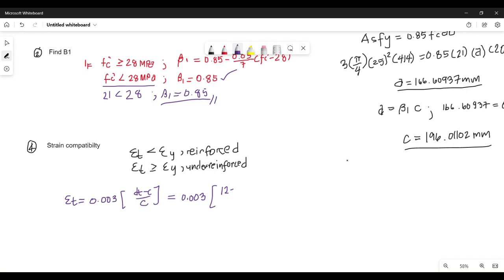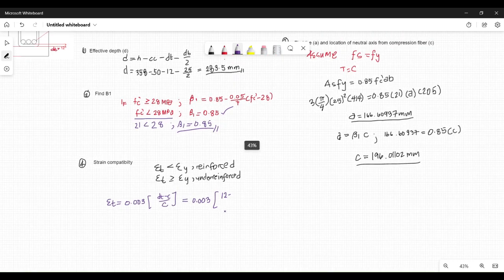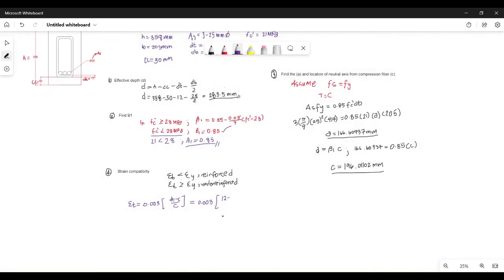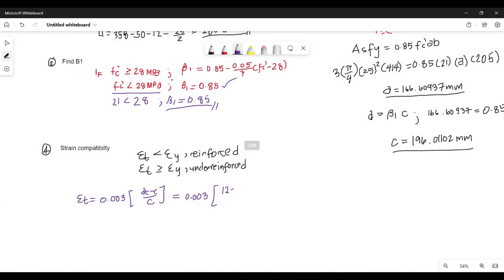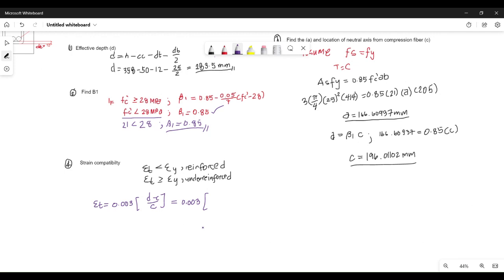Iba pala yung ginamit natin dito. Our d here is 283.5. Ano ba yung 283 natin dito? Our d, effective depth. Okay, so we have to change this. Iba kasi yung ginamit nating variable. So this is 0.003 times the quantity of d minus c all over c. So our effective depth here is 283.5.